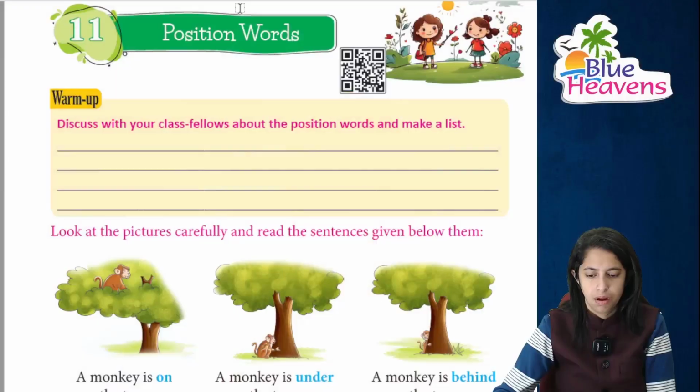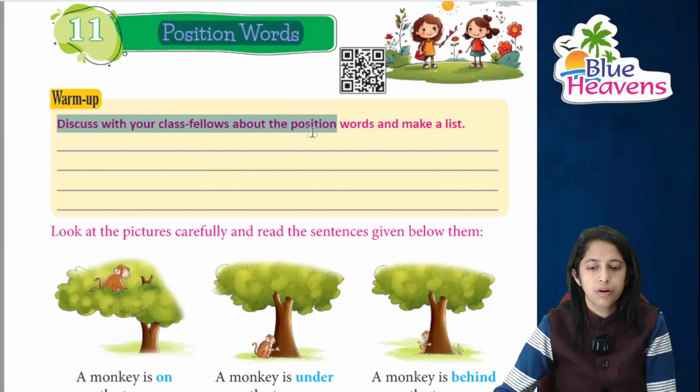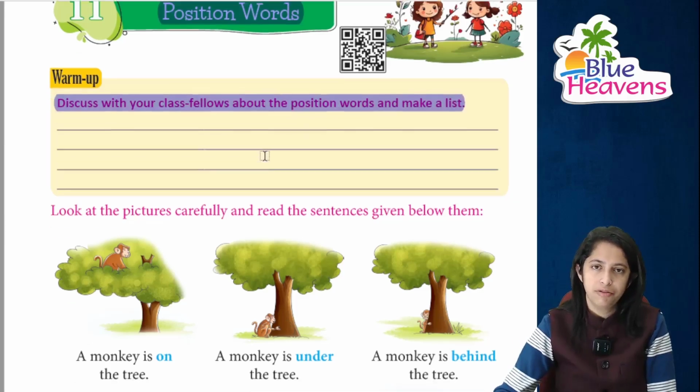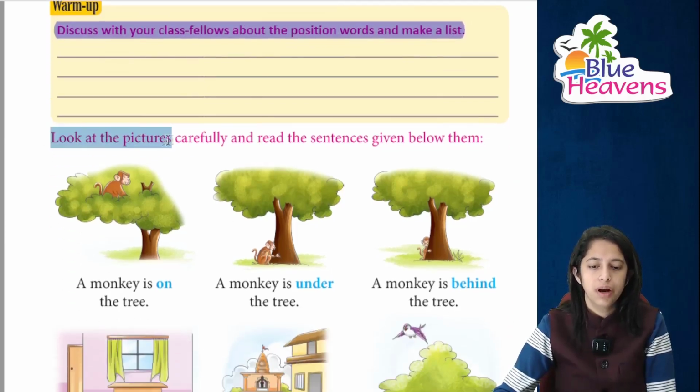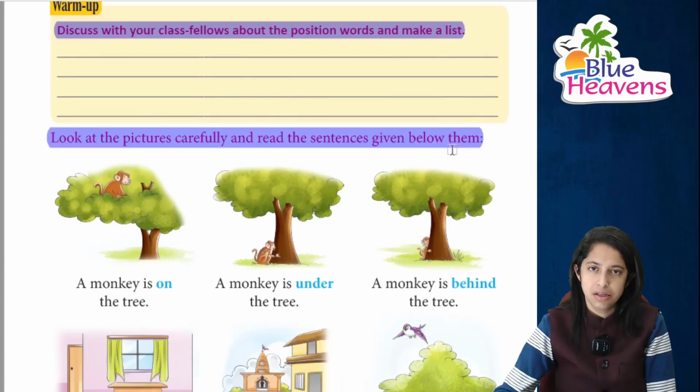जैसे हम ये words देखते हैं ना, in, on, under, at, behind, besides, after, until, still, all are these prepositions. So let's just begin with this preposition. So the title of our chapter is position words, right? So you have to discuss with your class fellows about the position words and you have to make a list. Now just look at the pictures carefully and read the sentences which are given below.